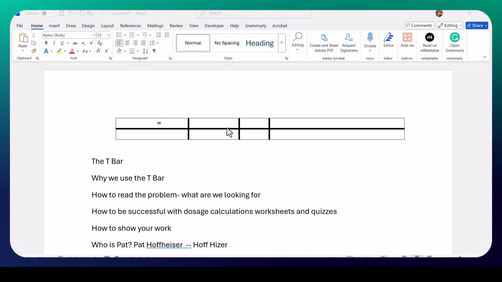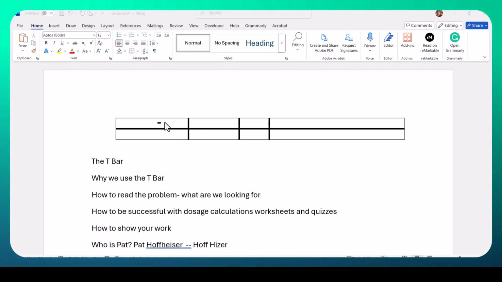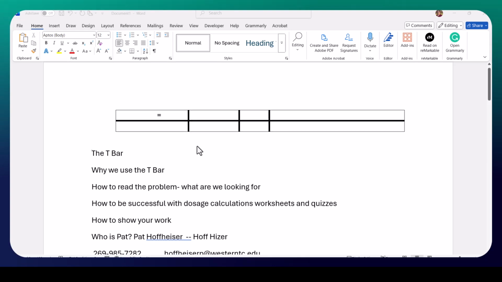All right, so that's the T-bar. And when you see this in the top left box, there's going to be an equal sign, okay? Because what's on the left side of an equal sign has to equal what's on the right side of the equal sign. So this provides you with your logic piece right now.